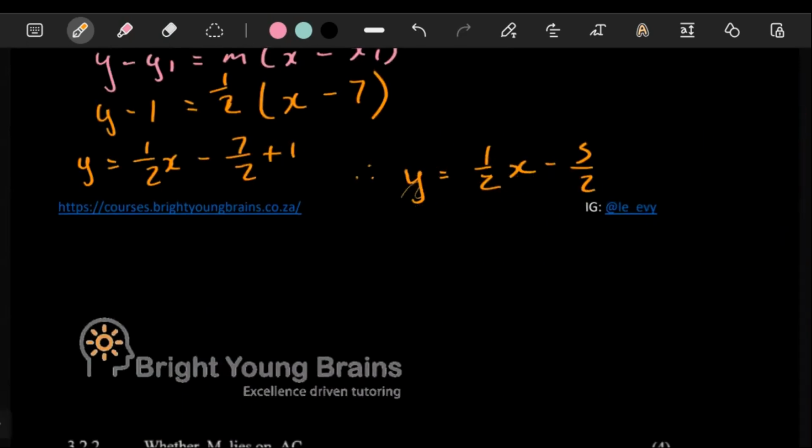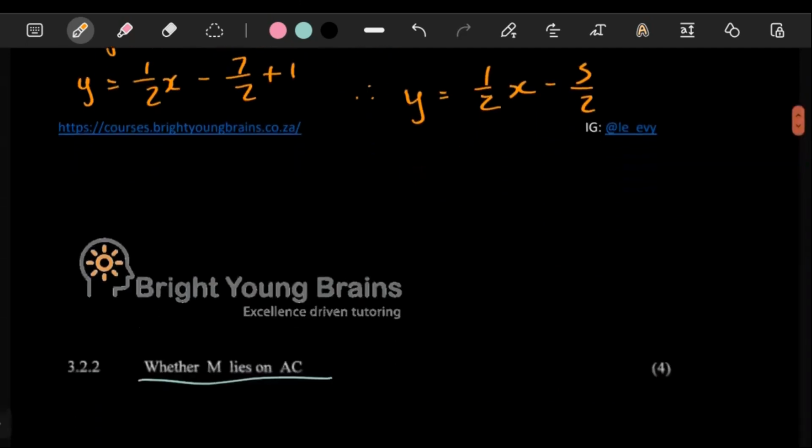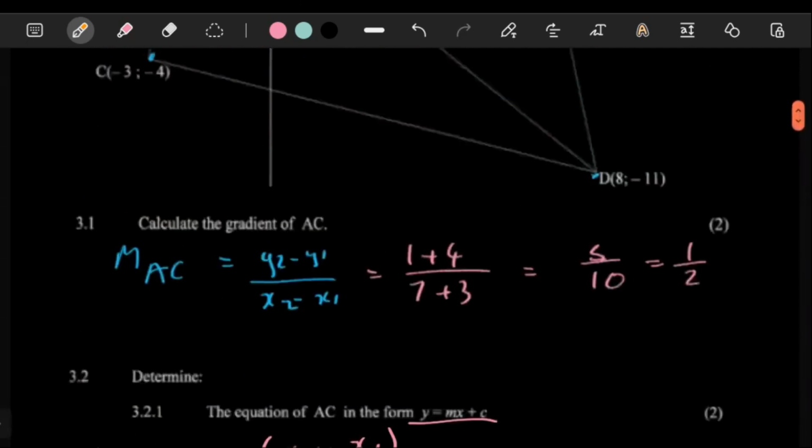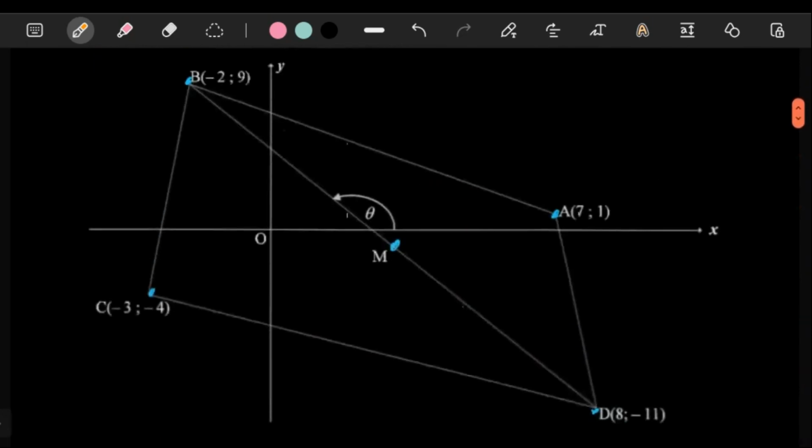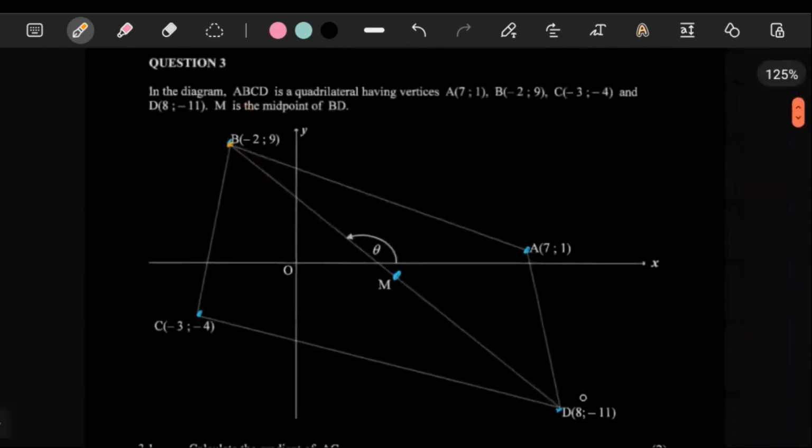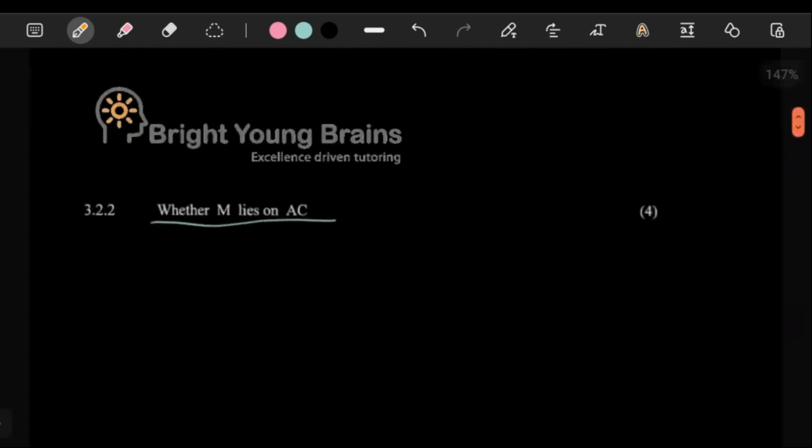The left side should be equal to the right side if you put the coordinates of M in this equation. That's how you're going to determine if M lies on AC. So to get M, you may want to use B and D because they told you M is the midpoint. So midpoint formula, let's go.